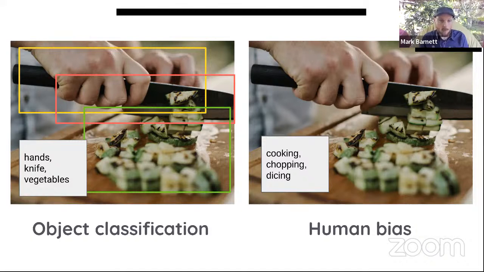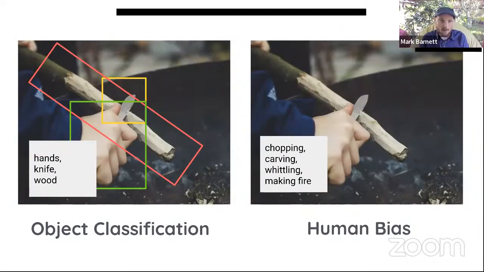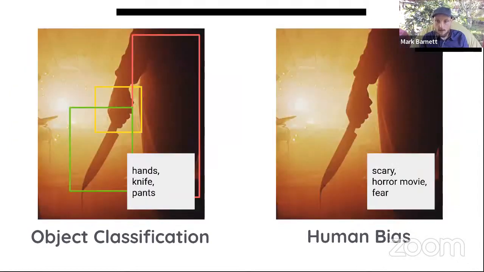So in this image, in actuality, all that's there is hand, knife, and vegetables. But our brain adds our bias by adding a different label. It adds cooking, chopping, dicing, etc. Same for this one: chopping, carving, whittling, making fire. And then this one immediately evokes a reaction of scary, horror movie, fear, etc. Even if we were to purely classify the objects that we see, only hands, knife, pants, what's scary about that? It's nothing. It's just a classification. But our human bias is added on top of that.